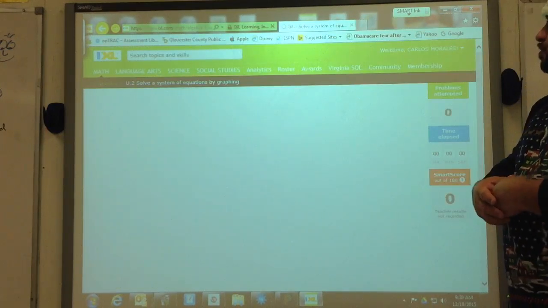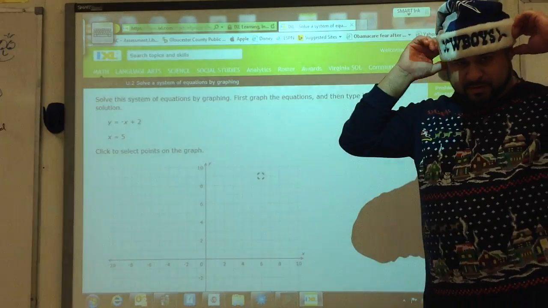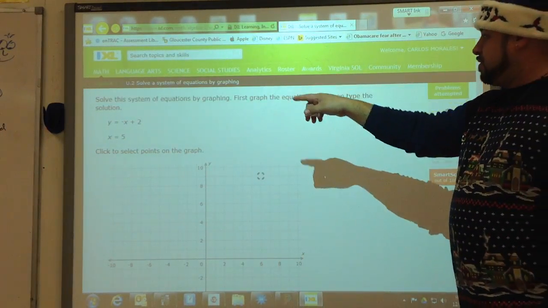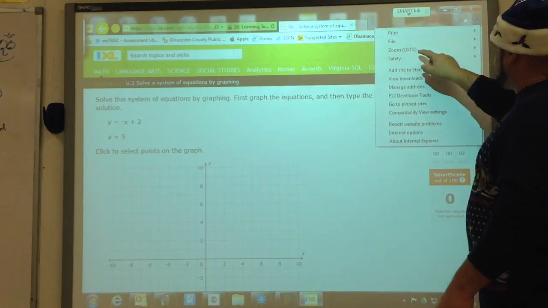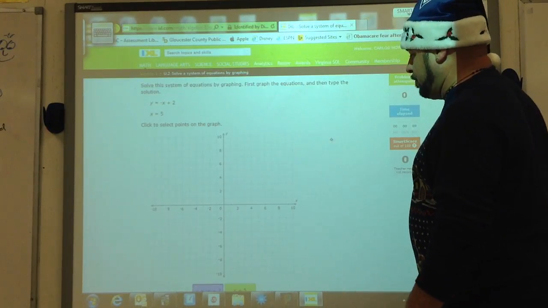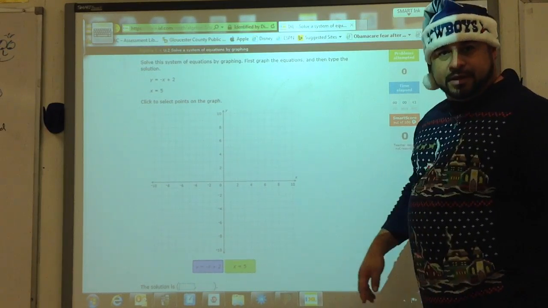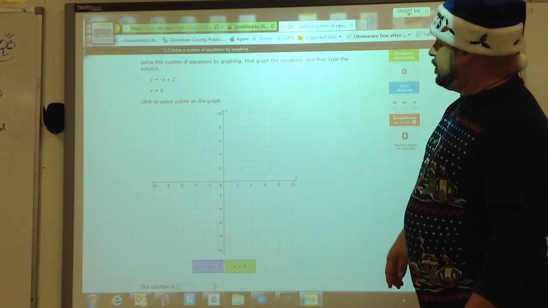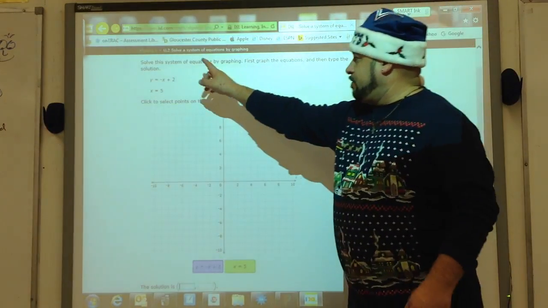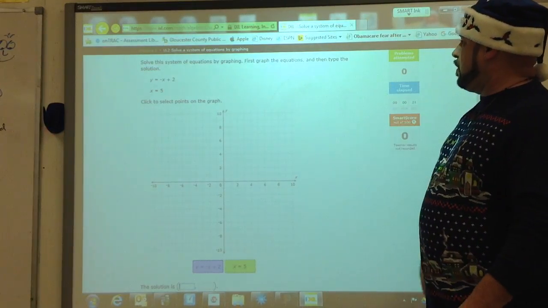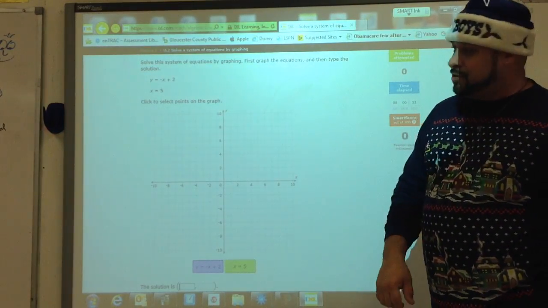Now in U.2, we're going to be solving the systems of equations by graphing. It says solve the systems of equations by graphing. And I'm going to change the zoom a little bit so you can see the whole thing. And hopefully my camera person, they need to scoot up to make sure they get it. I'm good with that. It says solve the systems of equations by graphing. First, graph the equations and then type the solution.